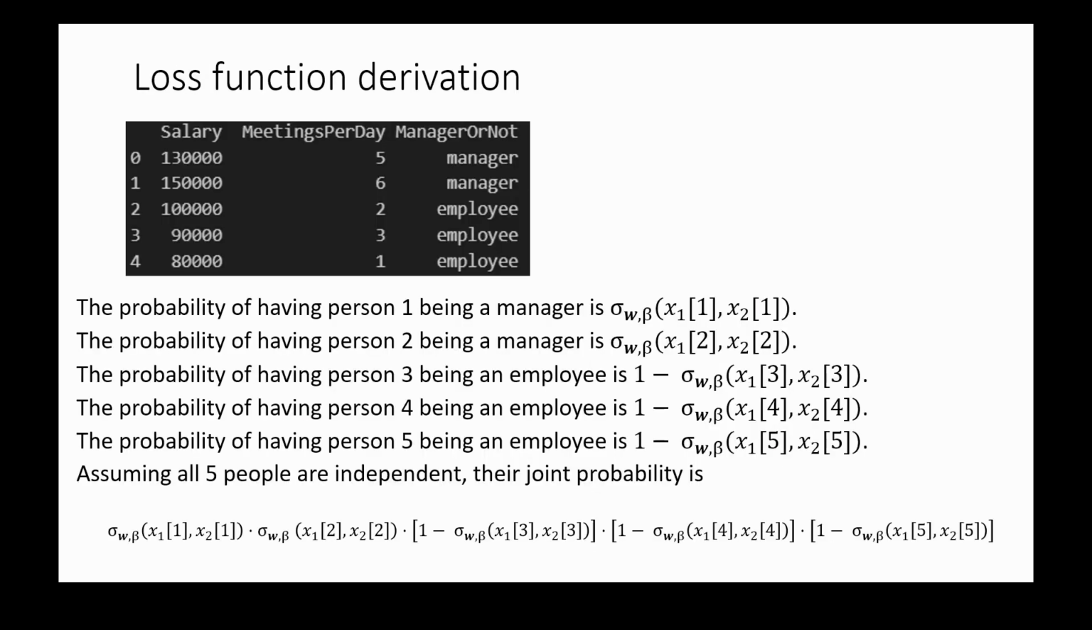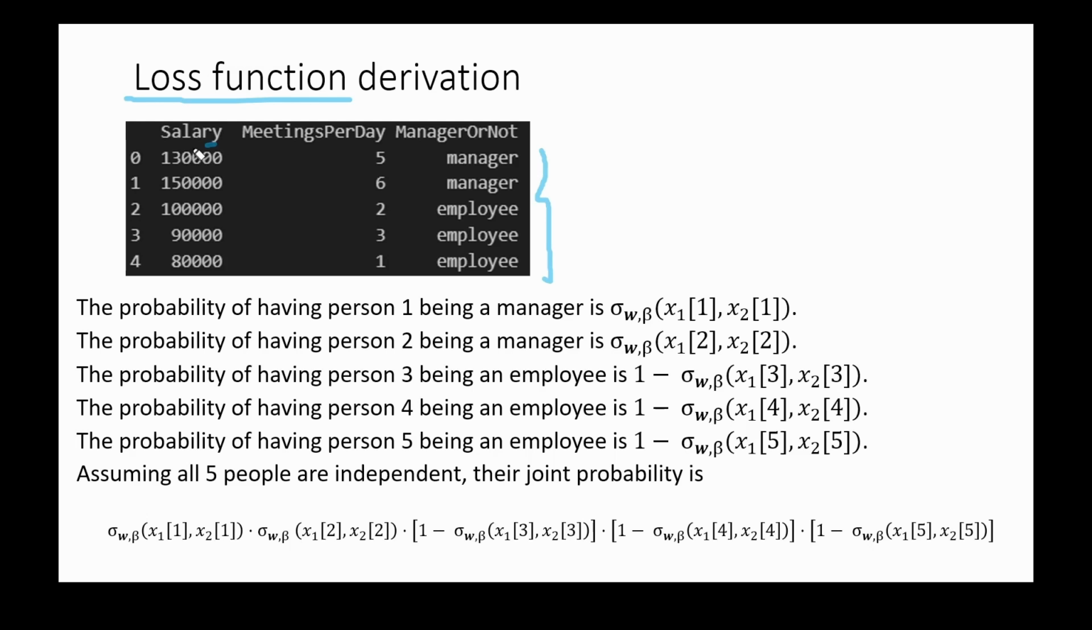Now let's talk about how to calculate the weights and intercept, because we haven't talked about that yet. Basically, to calculate the weights and intercept, we need to minimize what's called a loss function. So let's see how to derive this loss function intuitively. And let's go back to our data set, which has 5 employees.